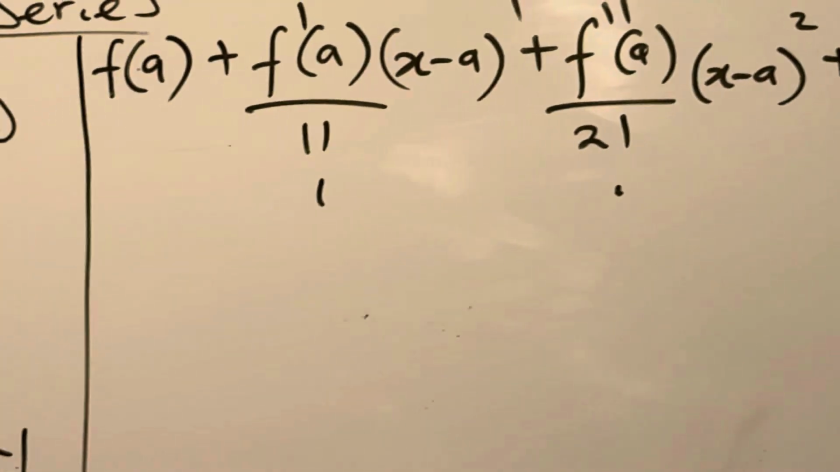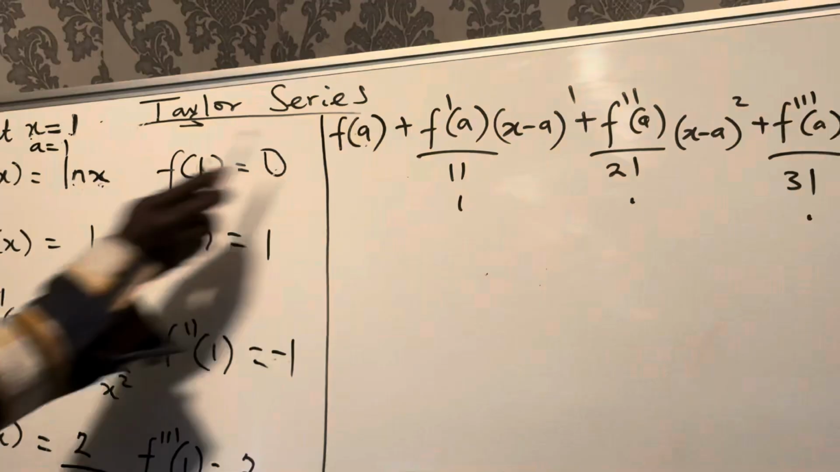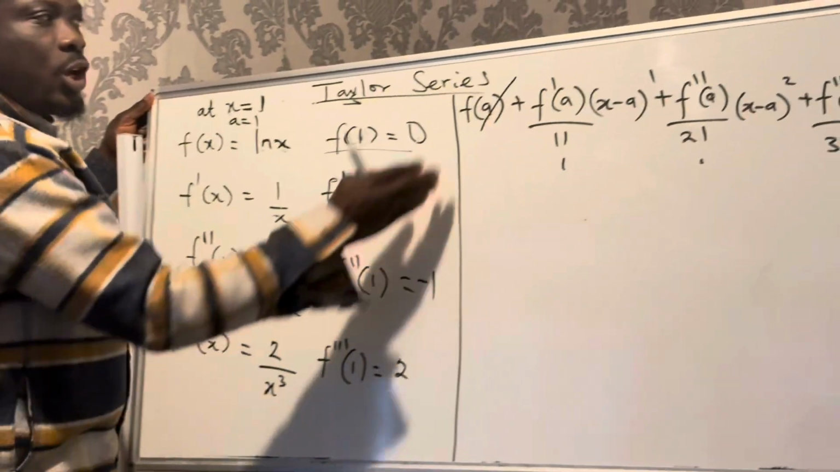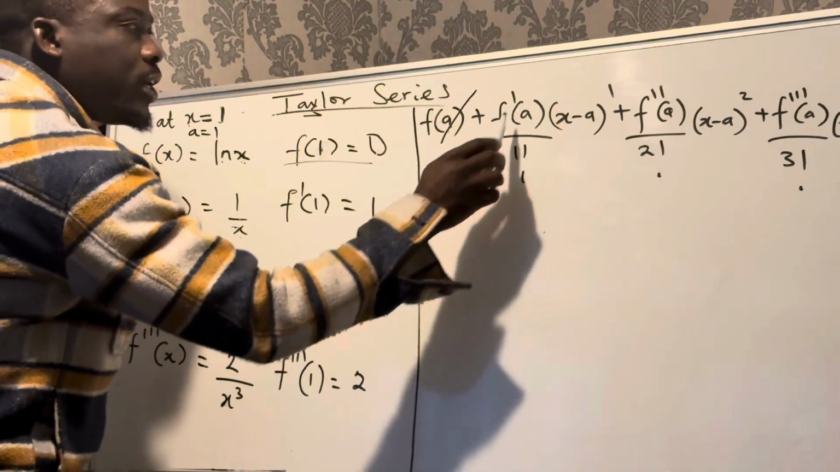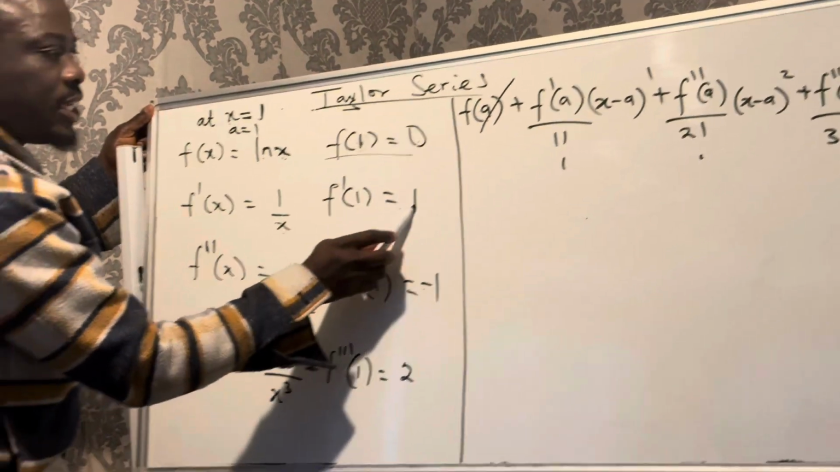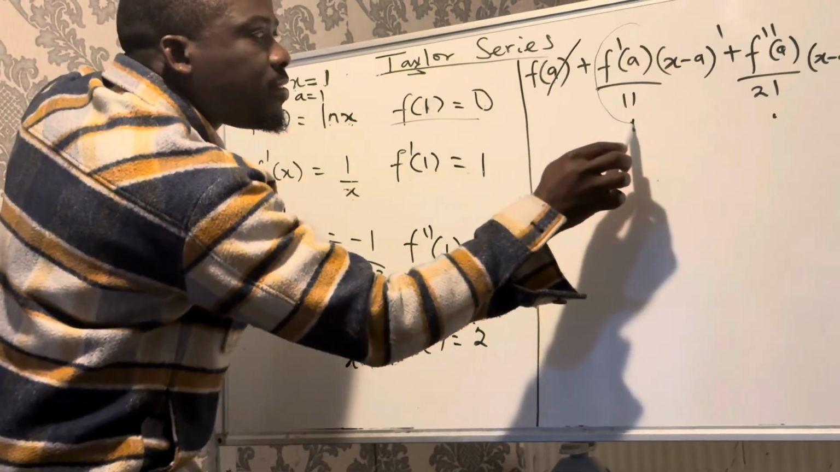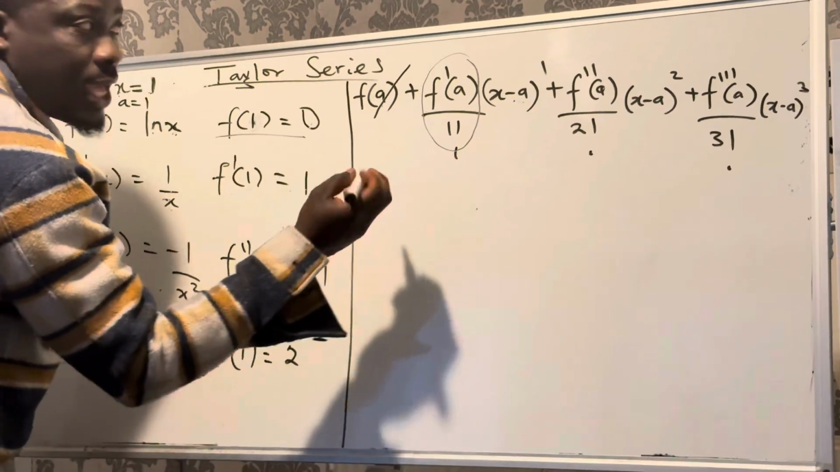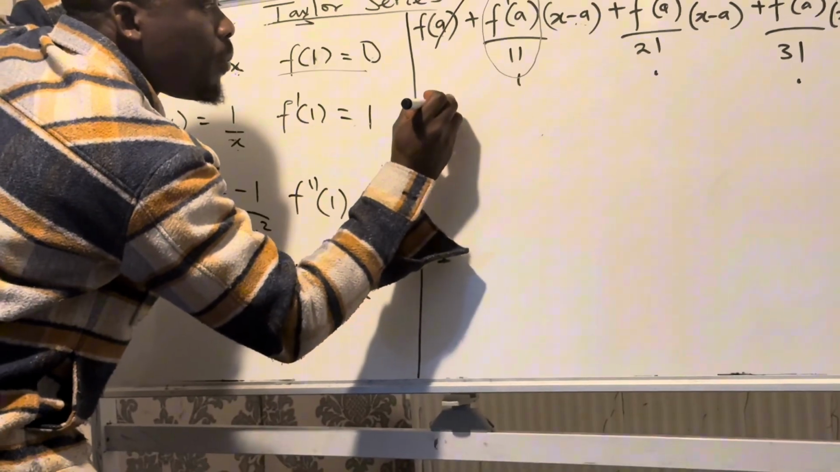Now, let's make our substitution. For f of a, don't forget that our a is 1. So this will give us 0. Automatically, we don't need the first term. For the second one, f prime of 1 is 1, so the whole of this will be 1. So we are left with s minus a. Don't forget that our a is 1, so this will be s minus 1.